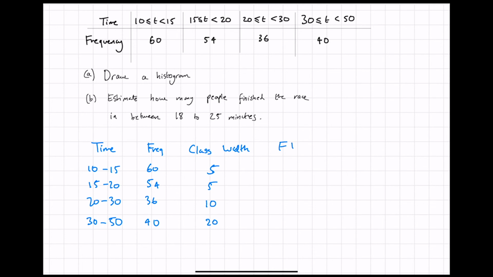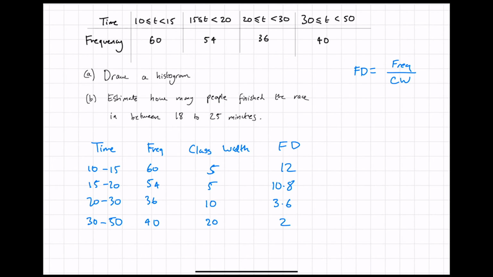And now we can actually find what the frequency densities are. Quite simply, like we said before, frequency density is equal to the frequency over the class width. So just using that formula, we can find the different frequency densities. 60 divided by 5 gives you 12. 54 divided by 5 is 10.8. Then 36 divided by 10 is just 3.6. 40 divided by 20 is just 2. So those are your frequency densities.